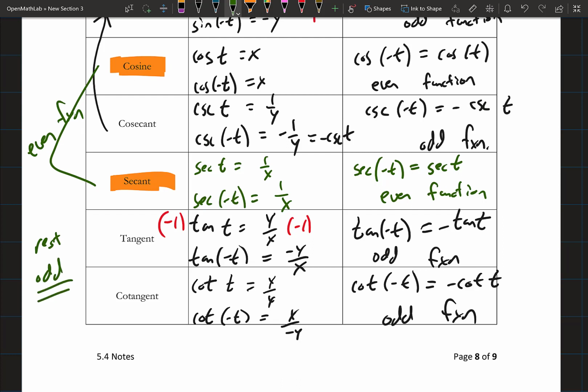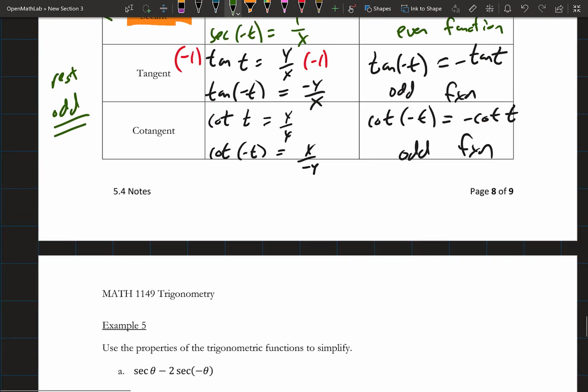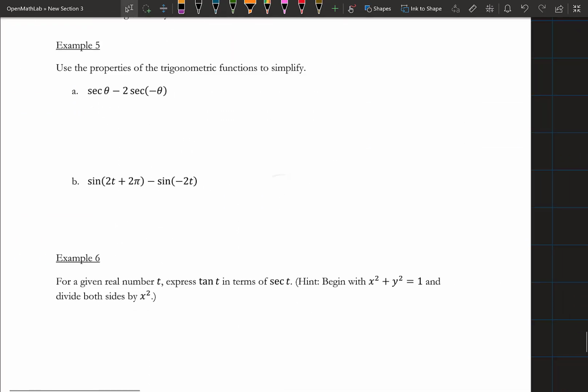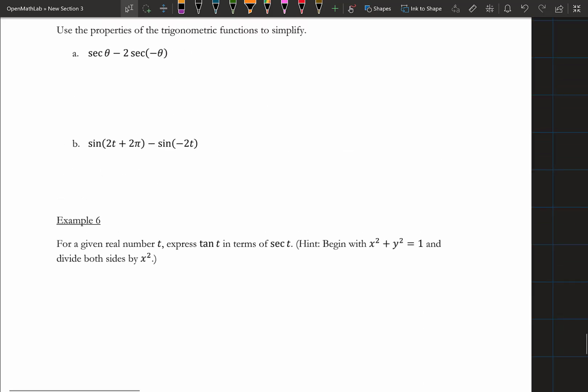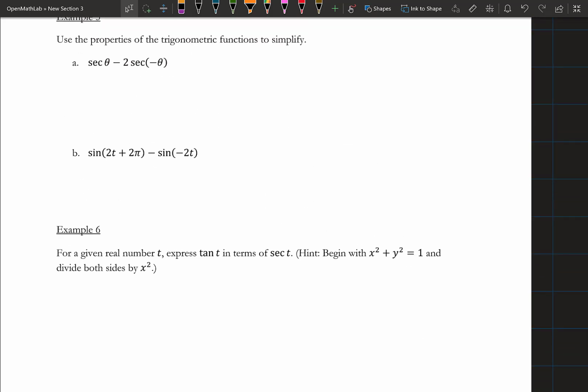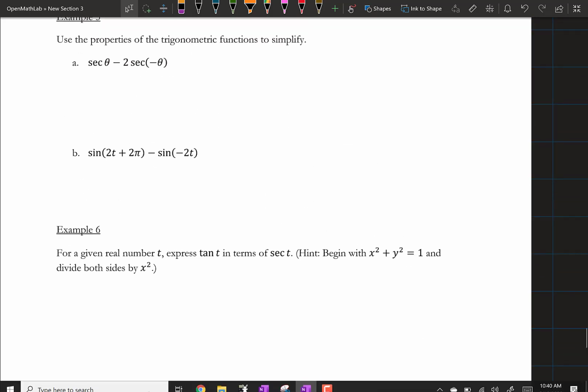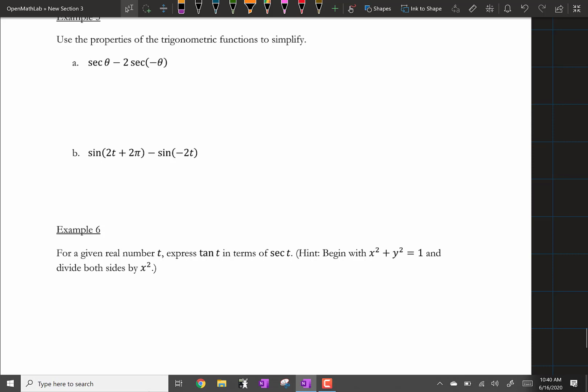Once we look at the graphs too, I think it'll make it a little easier to remember, when we think about the graph of cosine versus sine, and we'll look at that in the coming sections. All right, so we have two examples left to get through. Practicing with example 5, we're using these properties of the trig functions we just looked at to simplify the given expression.